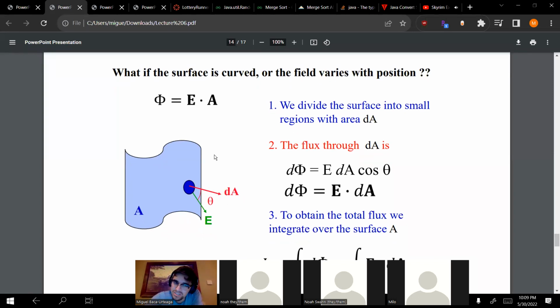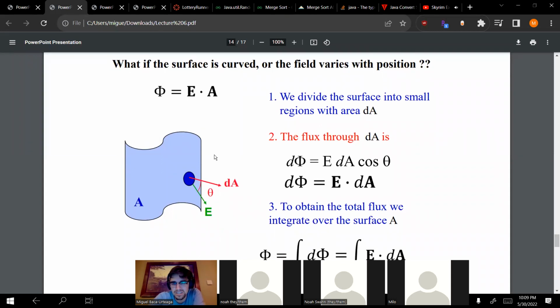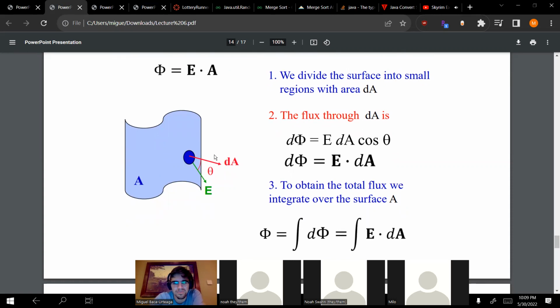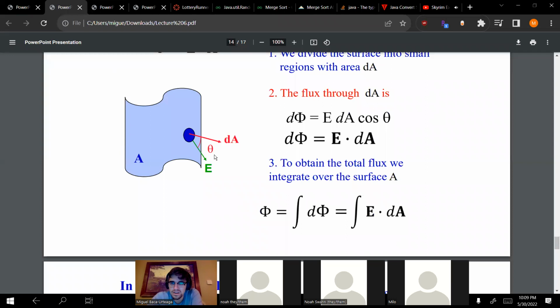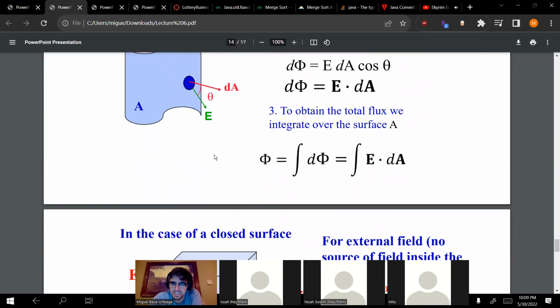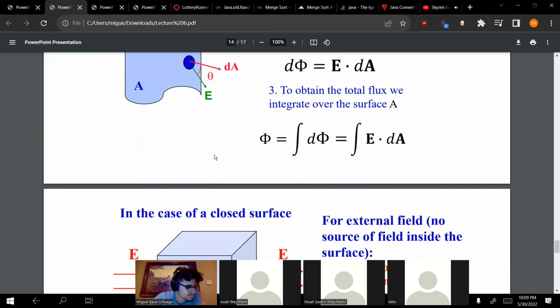So the flux through the area dA is, let's break it down here. Basically, it's equal to the electric field dot product with the differential of the area. To obtain the total flux, we integrate over the surface A, not the surface area specifically, which makes sense, I guess.